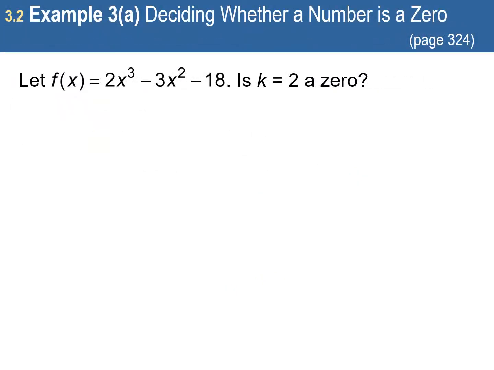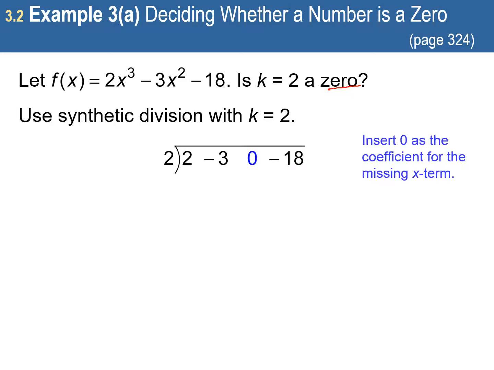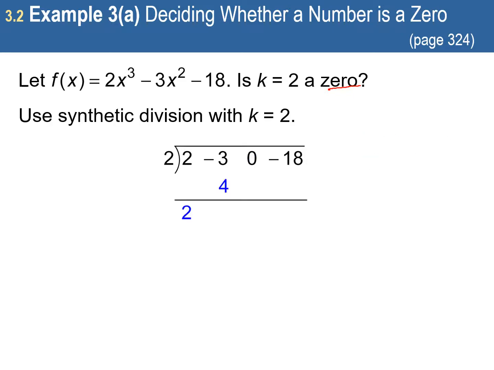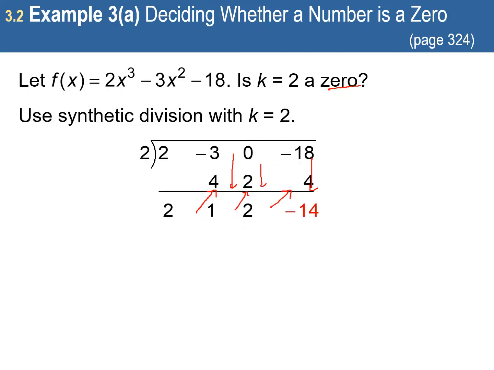So let f of x equal 2x cubed minus 3x squared minus 18. Is k equal to 2 a 0? So what we're asking is, is the remainder 0? So let's use synthetic division. And we bring 2 down. 2 times 2 is 4. We add straight down, so that's 1. 1 times 2 is 2. Add straight down, we get 2. 2 times 2 is 4. Add straight down, we get negative 14. So the answer is no. 2 is not a 0 because I have a remainder.